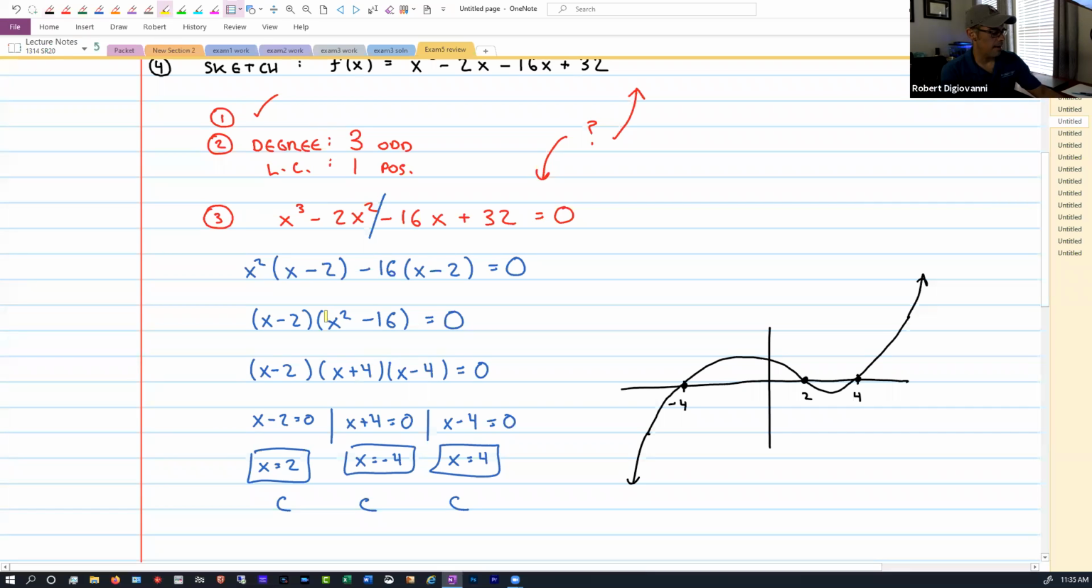I'm going to highlight an important part of this problem. That part right there, you have to recognize the difference of squares there. X squared minus 16 breaks down to be x plus 4, x minus 4.